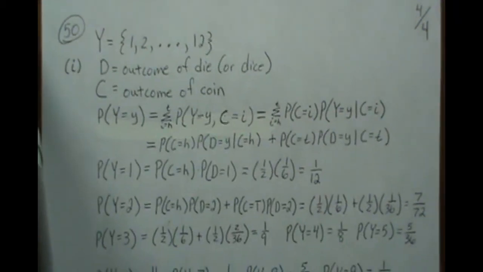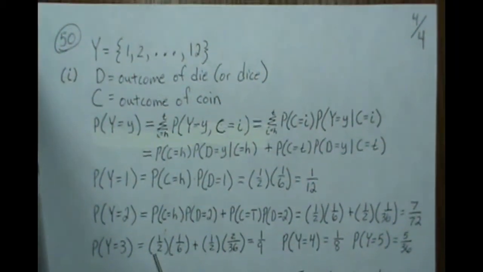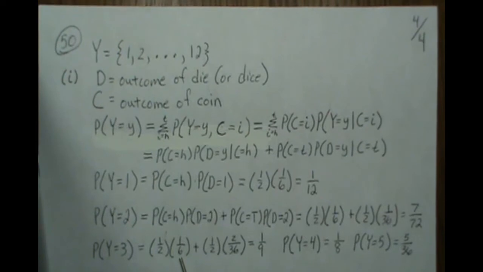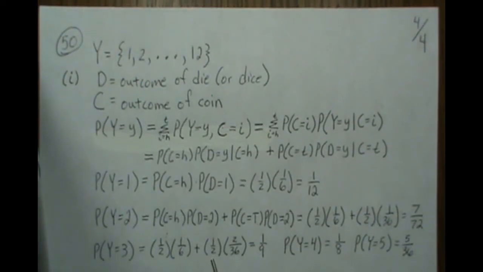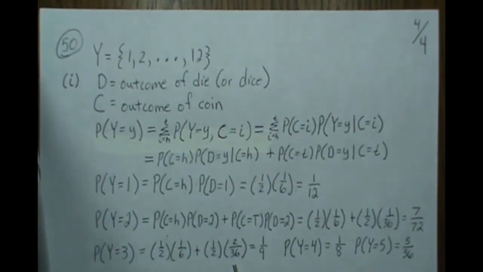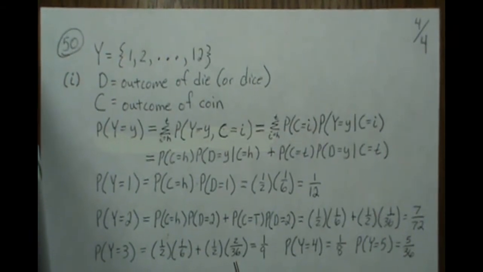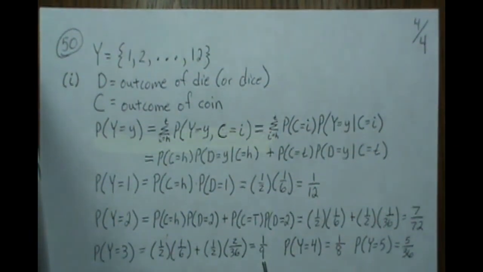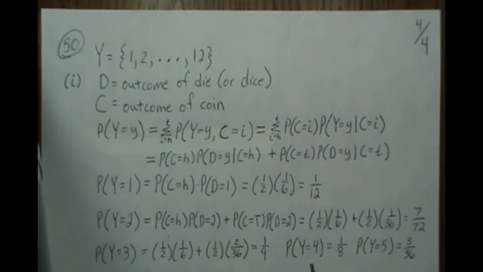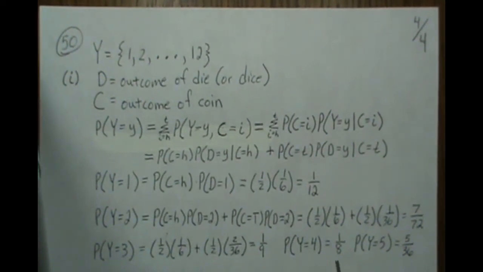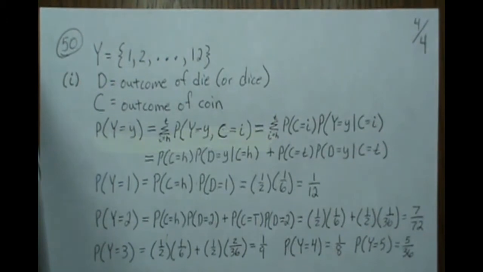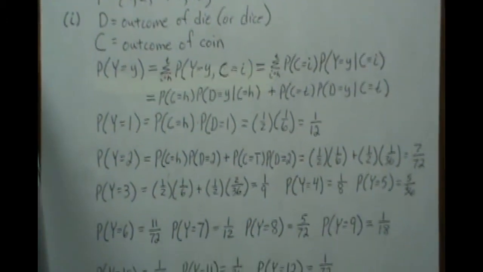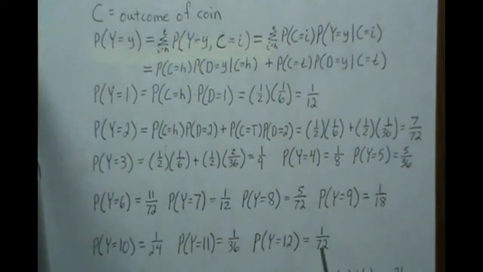Now 3 is the probability that we flip a head and roll a 3, plus we flip a tail and the probability that we get a 3. And there's two ways out of the 36, so that these add to 1/9, and then I just write them down. The probability that y is 4 is 1/8. I'm just going to do this. So here's all the probabilities.